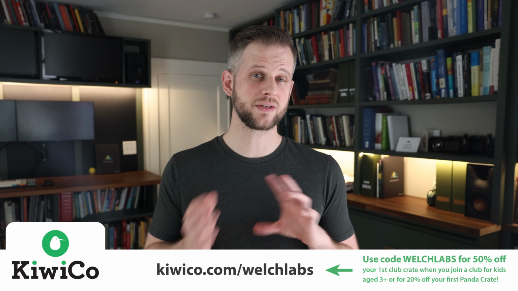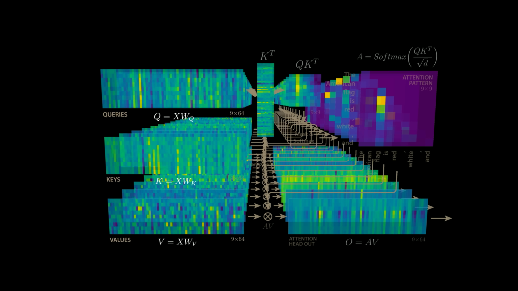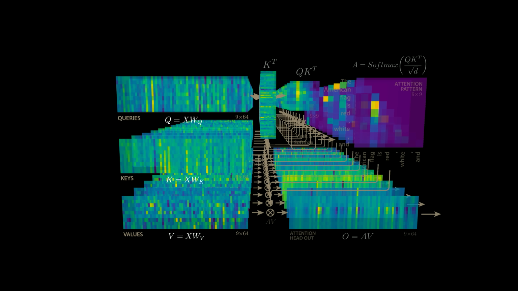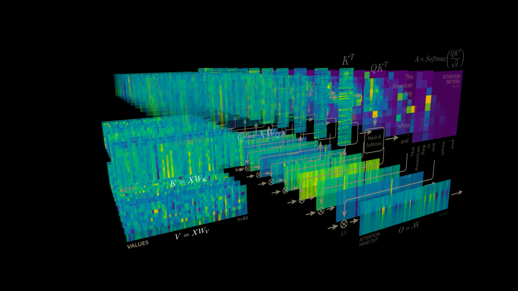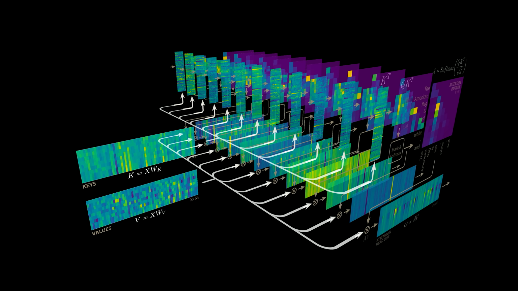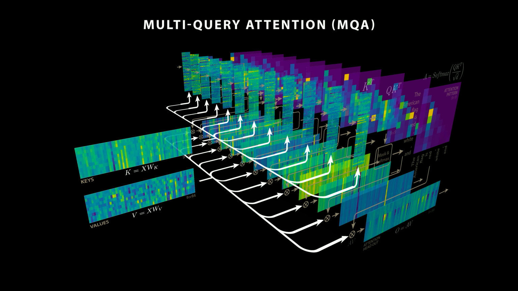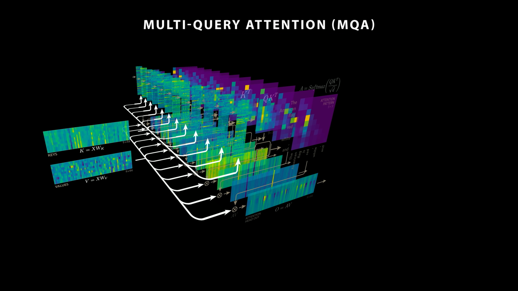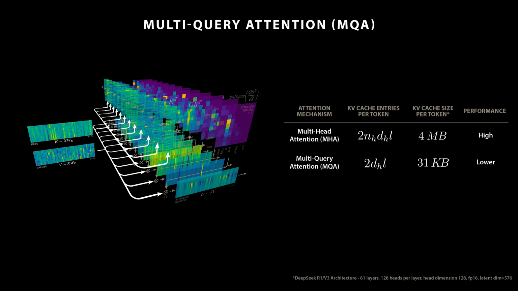Now back to DeepSeek's solution to the KV cache problem. Untenably large KV caches are not a new problem. One popular solution is to reuse key and value matrices across multiple attention heads. In multi-query attention blocks, instead of having unique key and value matrices for each attention head, we share a single key and value matrix across all heads. This reduces the required size of our KV cache by a significant factor of the number of heads per layer, 128 for the DeepSeek R1 architecture.